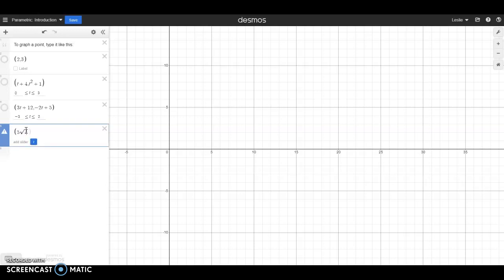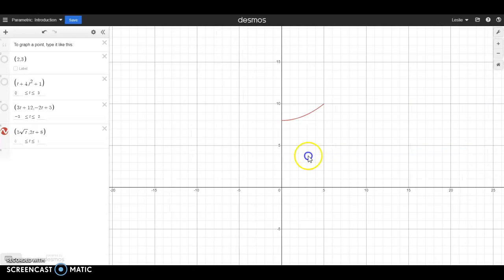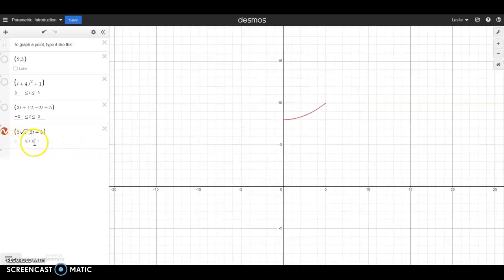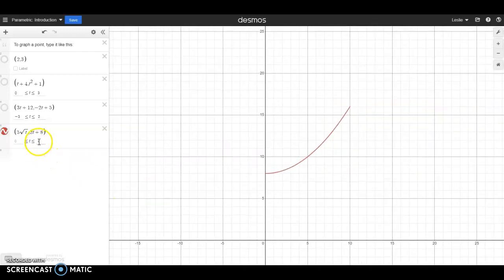And I have to arrow out of that before I type my comma. And my second equation was 2t plus 8. Close the parentheses. Desmos automatically defaults when you're doing parametric equations to t going from 0 to 1. So all you have to do if you want to change that is change it.